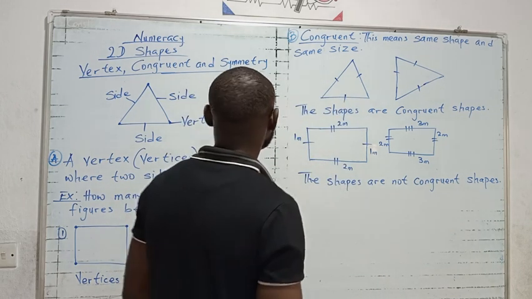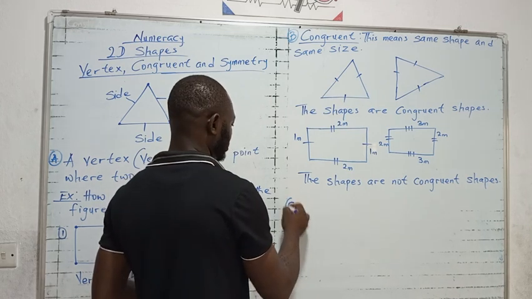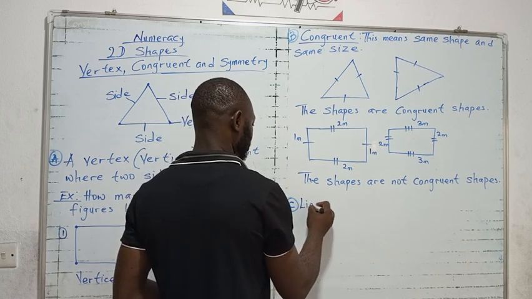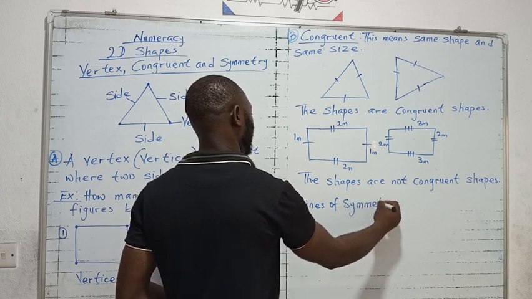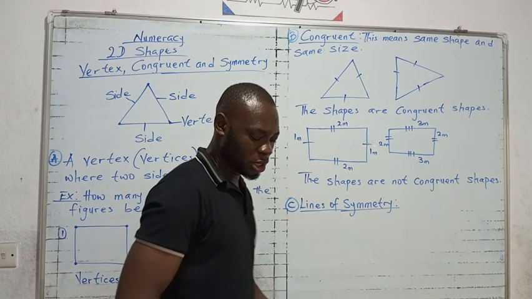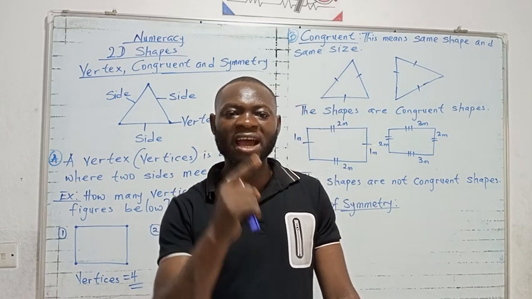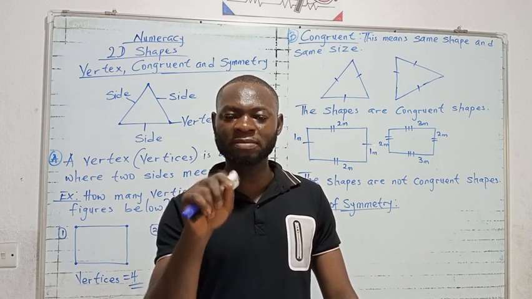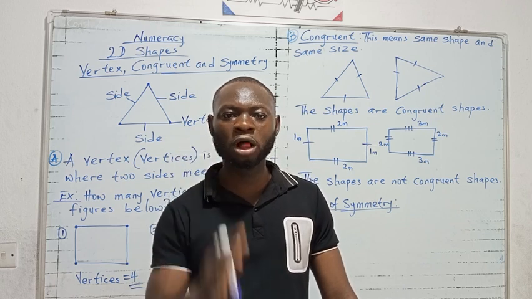Okay, let me quickly talk about symmetry. So, lines of symmetry. Lines of symmetry. Now, lines of symmetry are lines that divide a shape into equal parts. A line of symmetry is a line that divides a shape into equal parts.